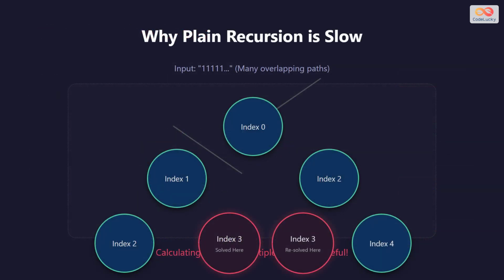A naive recursive solution will check the same substrings over and over again. For example, in a long string of ones, we would calculate the number of ways to decode the suffix starting at index 3 multiple times. This leads to exponential time complexity.